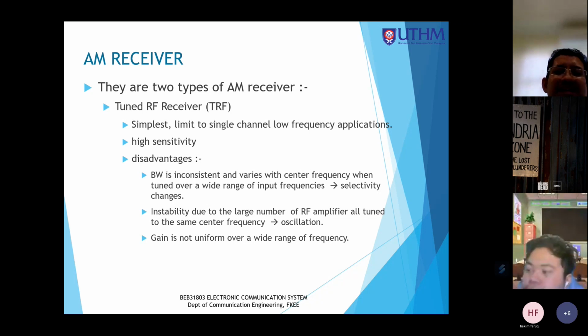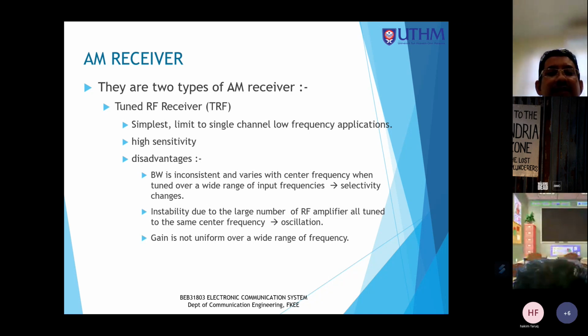Ini receiver yang paling ringkas, simple design, high sensitivity, tetapi dia ada beberapa disadvantage. The bandwidth is inconsistent, inability due to the large number of RF amplifier. Dia ada banyak RF amplifiers, gain tidak seragam.